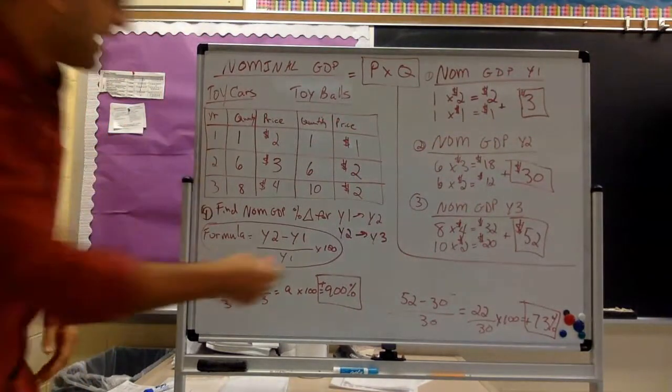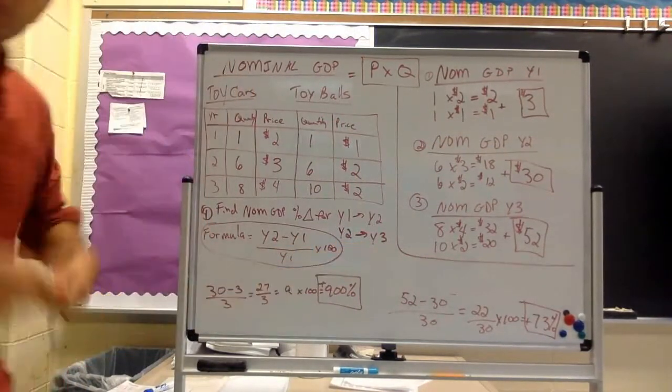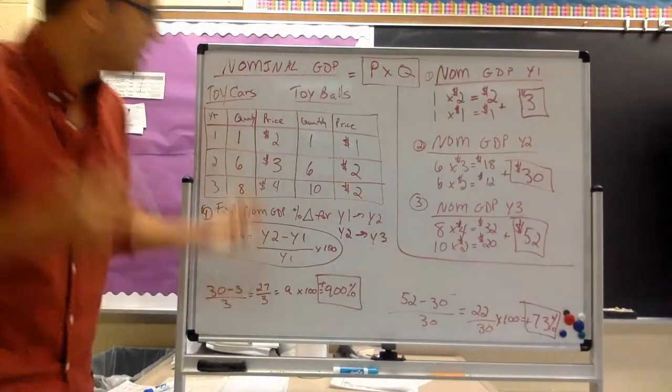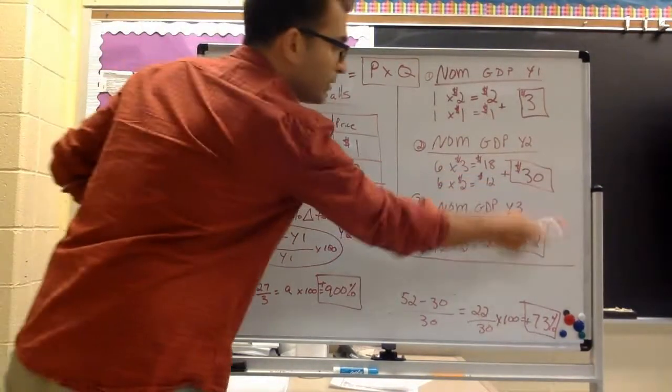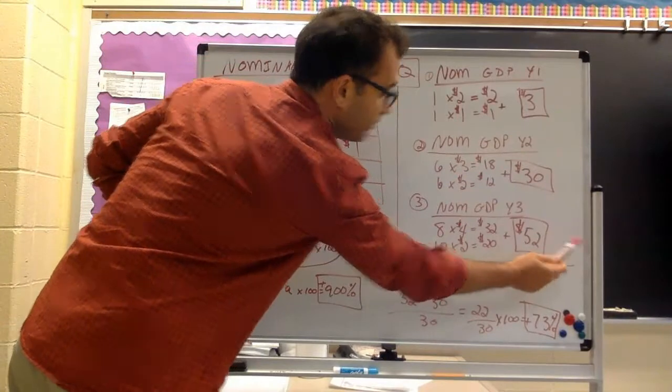The second question says, what's the percentage change in nominal GDP from year 2 to year 3? So now I look for year 2 and year 3. So this is year 3, right?